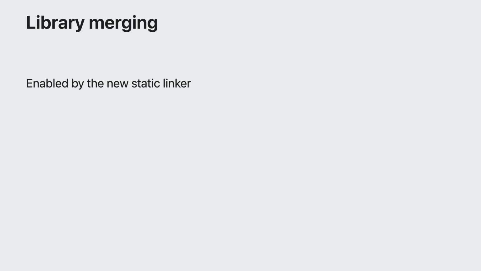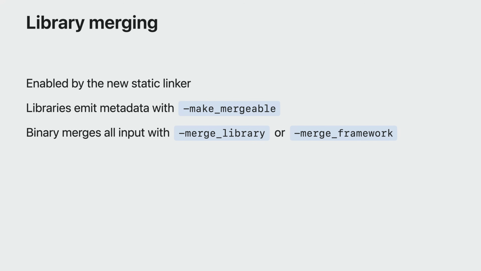Merging is brand new in Xcode 15. The newly implemented static linker is what enables this. It works by using new linker options. First, the libraries to merge are built with the option Make Mergeable. This tells the linker to record the metadata. Next, for the merged binary, the linker uses that metadata along with the libraries to produce the final output with the option Merge Library or Merge Framework. Xcode handles these details for you. However, you can see these options being applied when inspecting your build log.